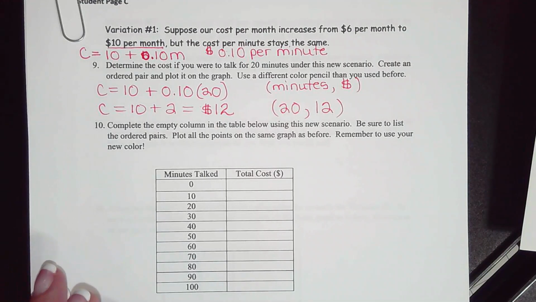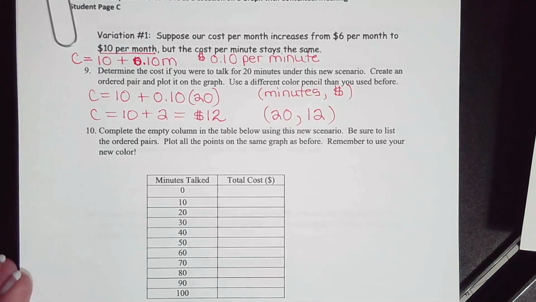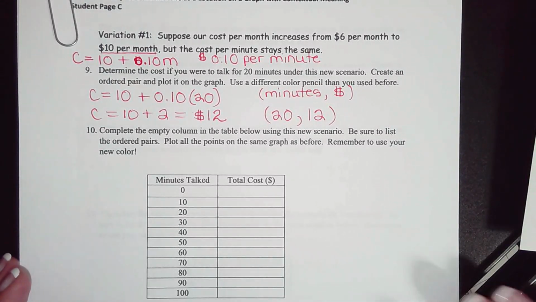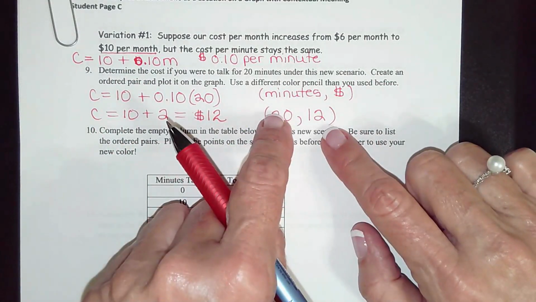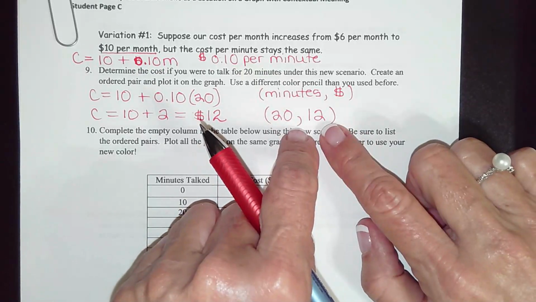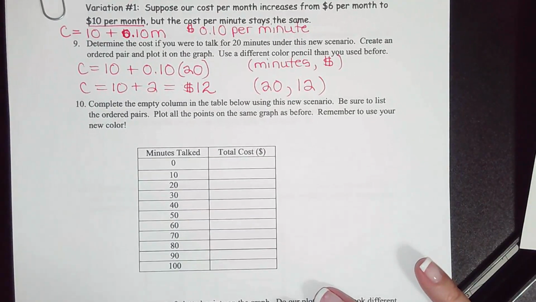Okie dokie, so we got 9 done. You've got to read these carefully because they have a lot of buried steps in each one. So determine the cost, we did. Create an ordered pair, we did. Plot it on the graph, we did. Use a different color pen, we did. Okay, done. So now we have to complete the empty columns.